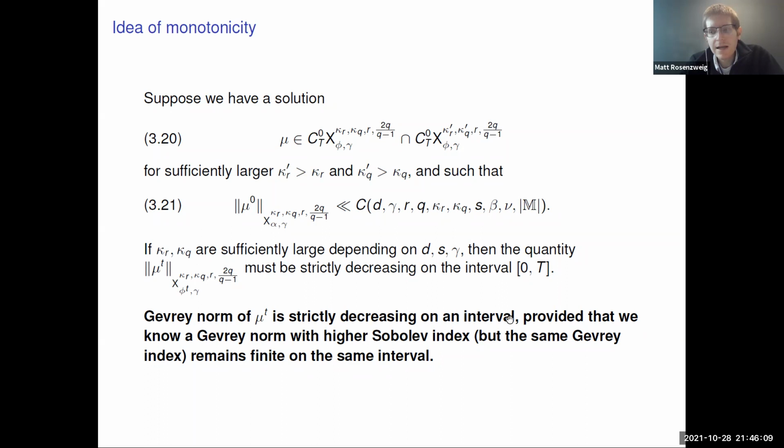So in words, what this is saying is that the Gevrey norm of mu t is strictly decreasing on an interval, provided that we know a Gevrey norm with higher Sobolev index, but the same Gevrey index, remains finite on the same interval. So, okay, this is good, but it's also a bit problematic, because this result about being decreasing is conditional on having a higher regularity which stays finite, which, a priori, I don't know that I have. So, to actually use this result to access the monotonicity, somehow one will have to deal with that.